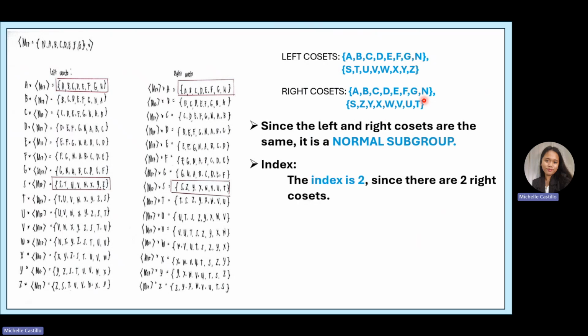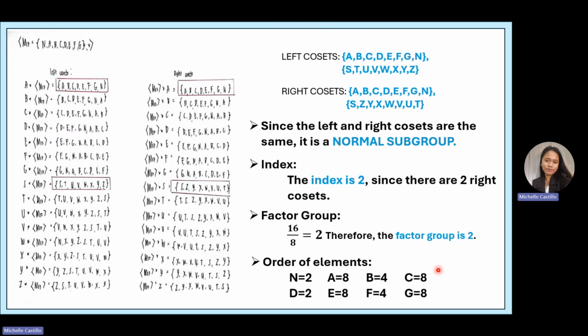The index is equal to 2 since there are 2 right cosets. Then for the factor group, we have here the cardinality 16 and the total number of elements of this subgroup, which is 8. So you have 16 over 8 is equal to 2. Therefore, the order of the factor group is equal to 2.